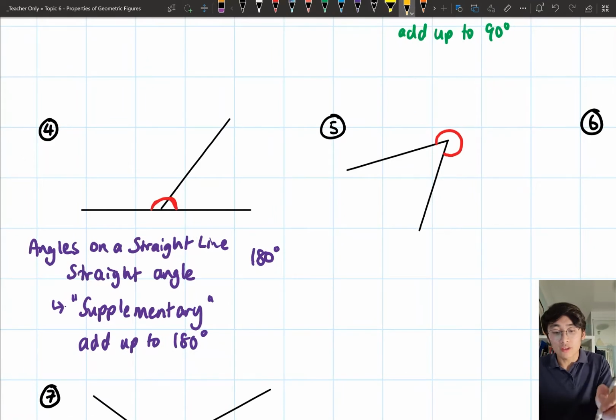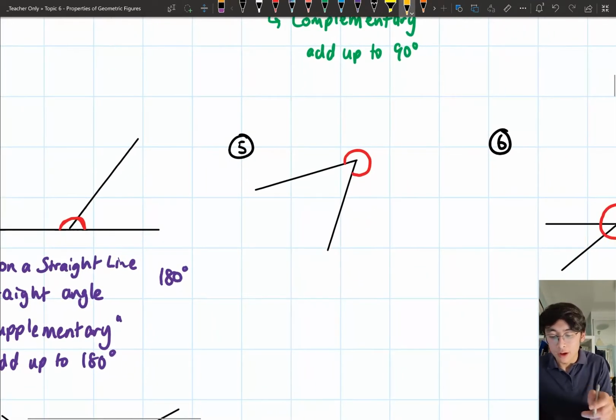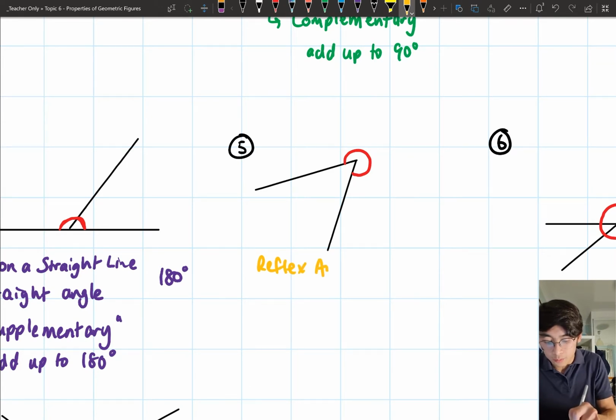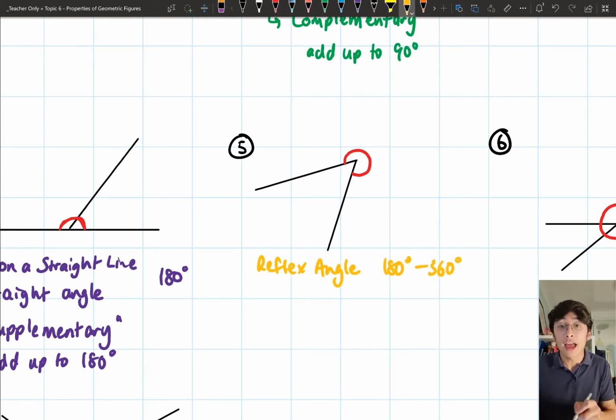Let's keep going. The next one here is number 5. This one is called a reflex angle. And so a reflex angle is an angle which is between 180 degrees and 360 degrees. So if your angle is between 180 and all the way to 360 degrees, that is called a reflex angle.